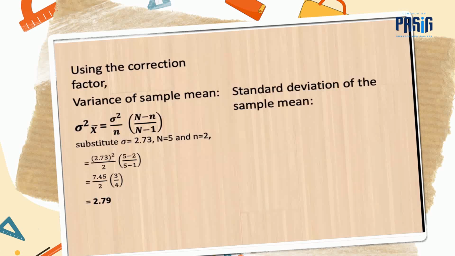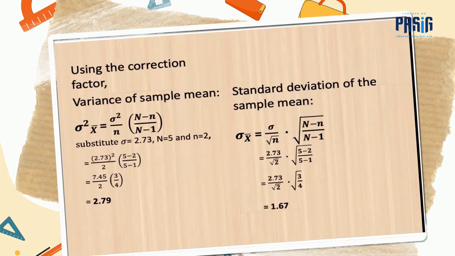And for the standard deviation of the sample mean, using the correction factor, the formula is sigma over square root of n times the square root of big N minus small n all over big N minus 1. Substitute the values. 2.73 over square root of 2 times the square root of 5 minus 2 all over 5 minus 1. That is equal to 2.73 over square root of 2 times the square root of 3/4, or 1.67.